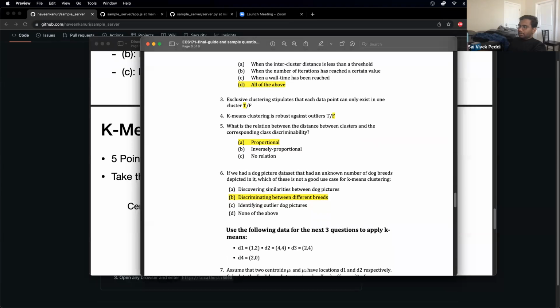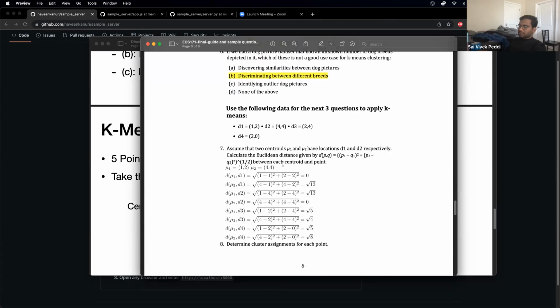If we had a dog picture data set with an unknown number of dog breeds, which of the following is not a good use for K-means clustering? Discriminating between different breeds is a classification task, not clustering, because clustering is not a discriminative approach. It's more of a generative kind of approach, where you get the similarities between the dog breeds.